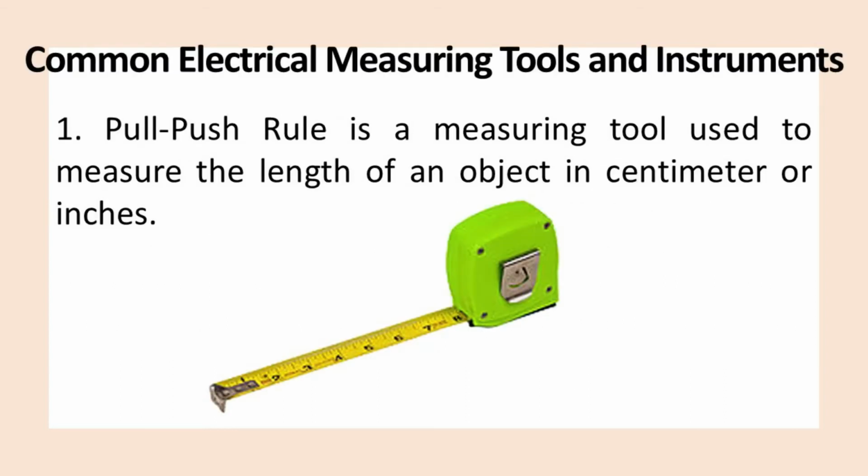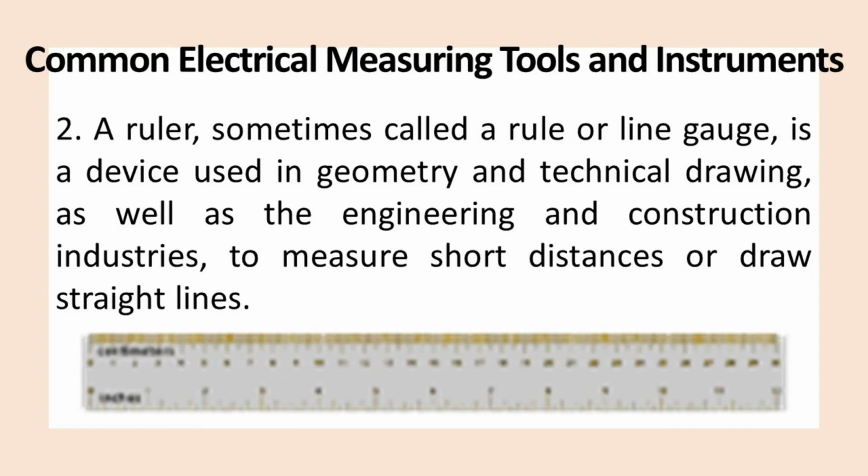Here are common electrical measuring tools and instruments. Number 1. Pull-push rule is a measuring tool used to measure the length of an object in centimeters or inches. Number 2. A ruler, sometimes called a rule or line gauge, is a device used in geometry and technical drawing, as well as the engineering and construction industries, to measure short distances or draw straight lines.